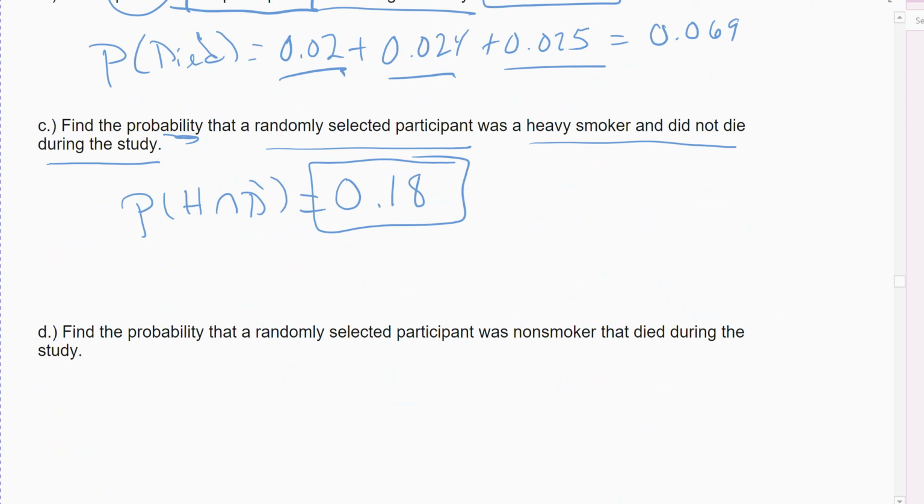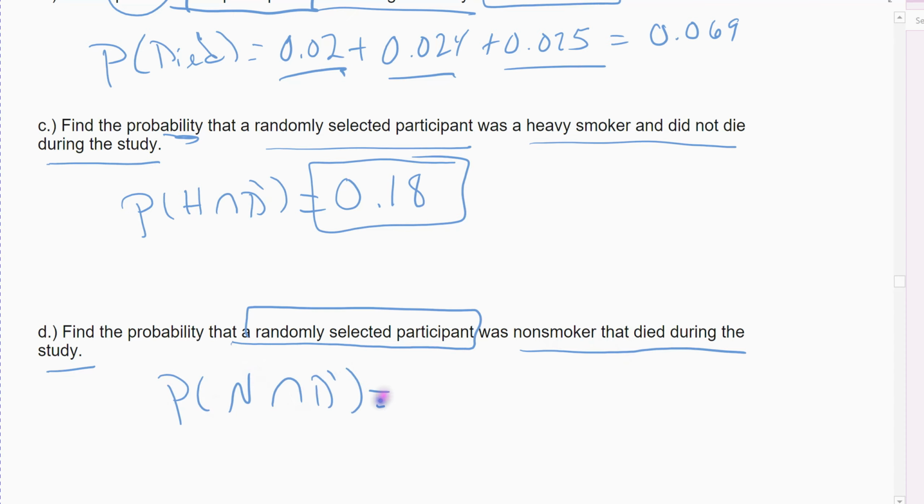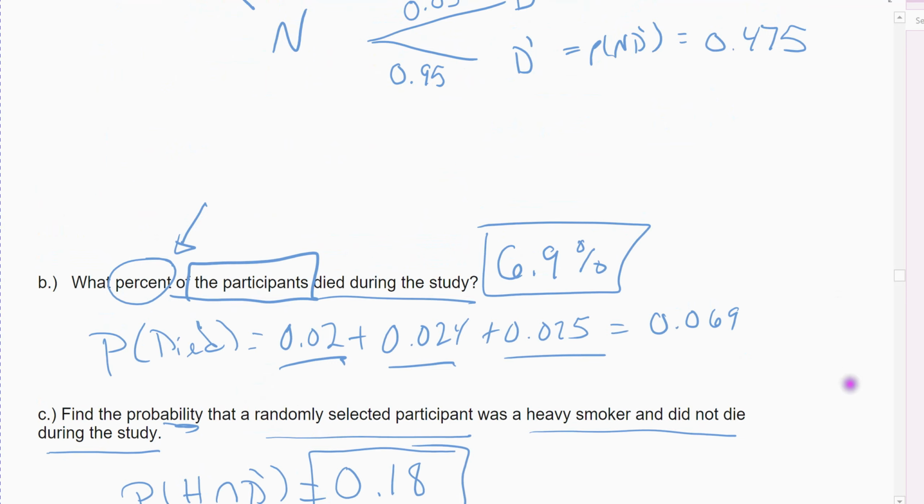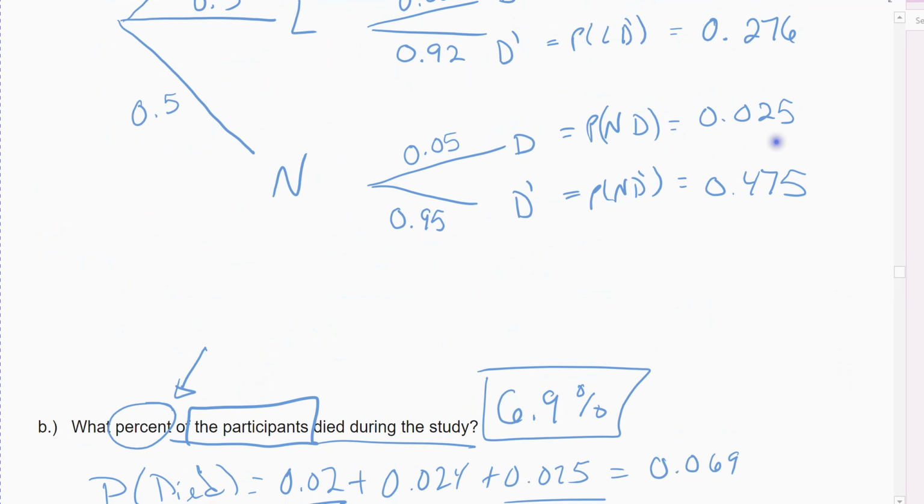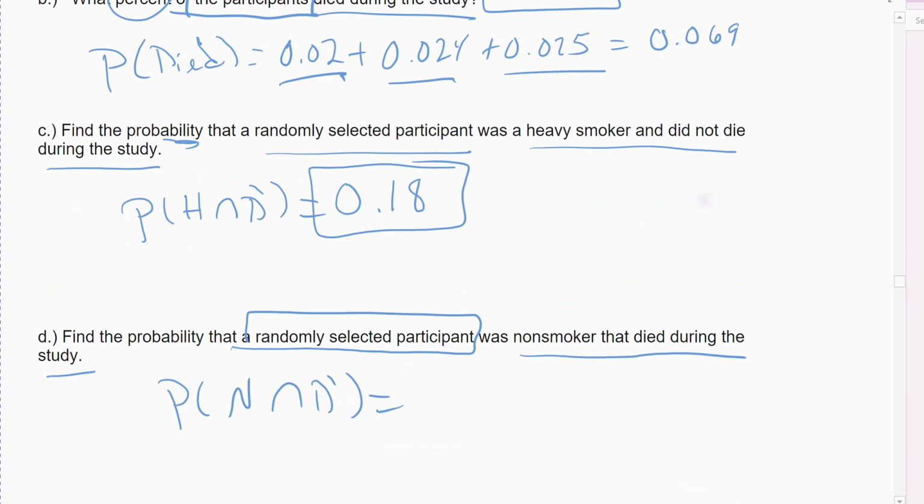All right, the last case, find the probability that a randomly selected participant was a non-smoker that died during the study. So again, I'm randomly selecting a participant. What's the probability they were a non-smoker that died? So probability that they were a non-smoker and they died. Well, that was one of my outcomes. Non-smoker and they died, 0.025. And we want the probability.